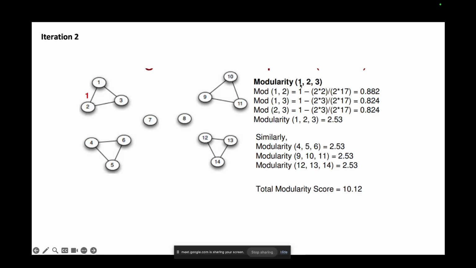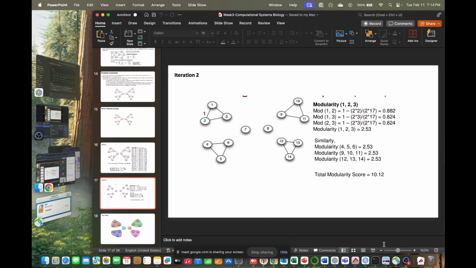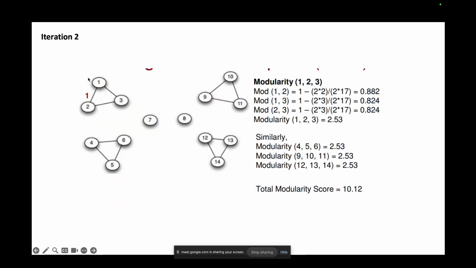Now, if you calculate modularity between 1, 2, and 3, this network, you calculate the modularity by that formula. You compute modularity for all the combinations. So 1, 2, 1, 3, 2, 3, and this connected component is also there, which is 1, 2, 3. Right? Now you calculate for all. So 1, 2, 1, 3, 2, 3, and 1, 2, 3. Similarly for more, and if you add these all up, it's basically 2.53.